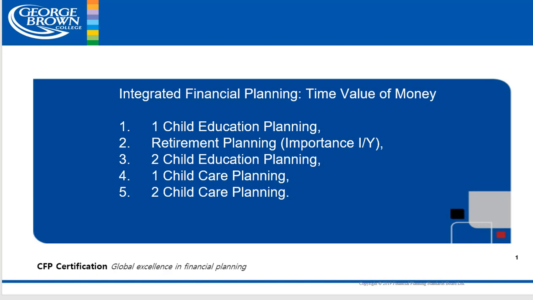This video series is Integrated Financial Planning, Time Value of Money. In this series, we're going to have 5 videos. Number 1, one-child education planning. Number 2, retirement planning, highlighting the importance of the discount rate. The third video will be two-child education planning. The fourth video is one-child care planning. And finally, the series will finish with two-child care planning.